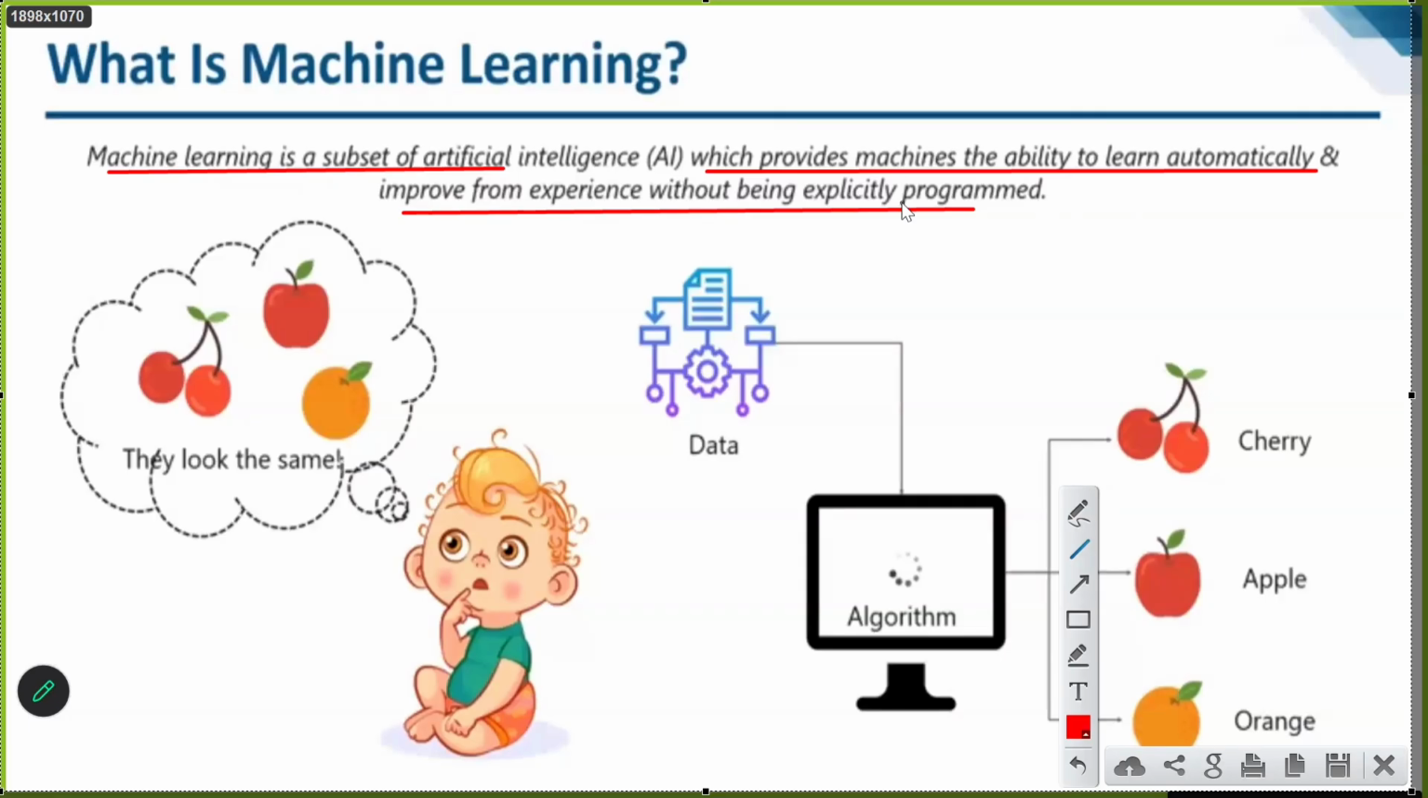Many people think that machine learning is a pre-programming thing, that based upon the pre-programming, it will work. But actually, that is not the scenario. It is not any pre-programming thing.